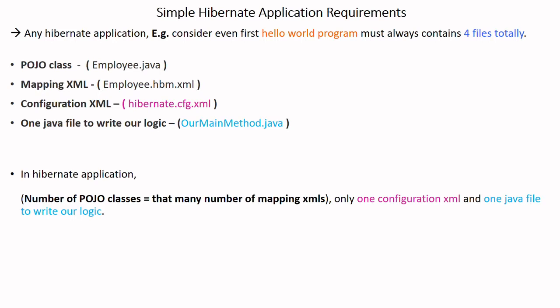So here is the simple Hibernate application requirement. A Hibernate application basically contains four files, shown below: POJO classes, mapping XML, configuration XML, and our main method with the logic we need for insertion, deletion, updation and so on. We will understand it in further series. In a Hibernate application, for the number of POJO classes there are that many mapping.xml files, and only one configuration.xml and our logic.